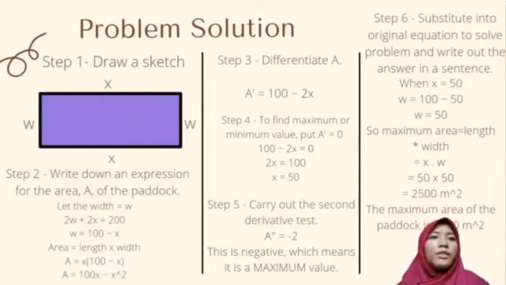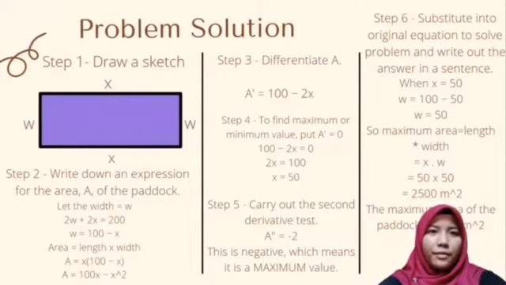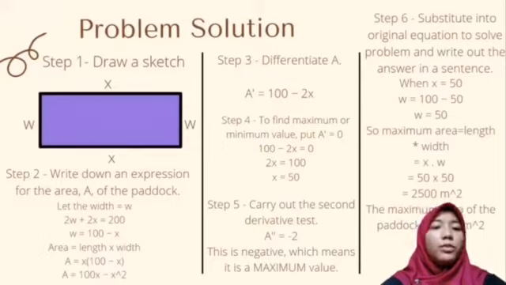Step 3, we differentiate A, and we get A prime equal to 100 minus 2x. Next, to find the maximum or the minimum value, we must put A prime equal to 0, so 100 minus 2x equals 0. We simplify it and we get x equal to 50. Step 5, we carry out the second derivative test, where we get A double prime equal to negative 2. This is a negative value, which means it is a maximum value.